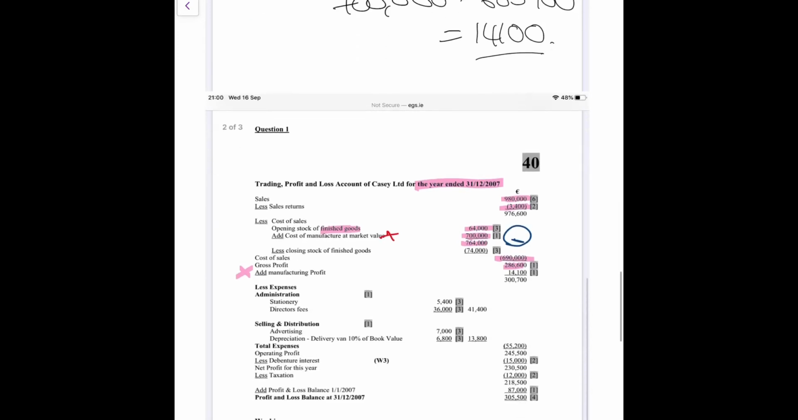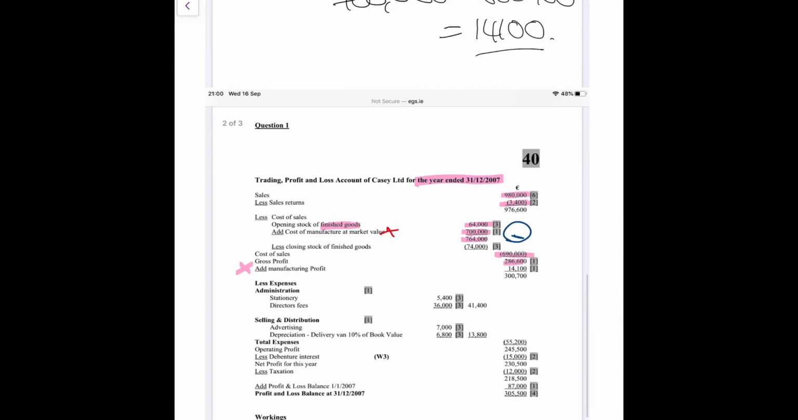Next stage then is putting in your expenses. So less expenses. You're always going to only have a few in here because you have to do the manufacturing account. So you wouldn't have as many entries here as you would if you're doing a sole trader or a company account.